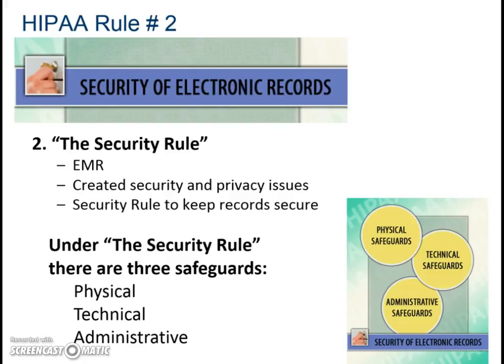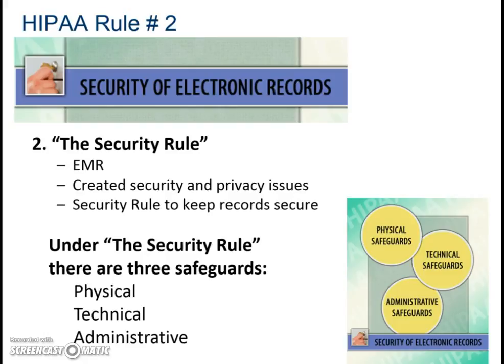Rule number 2, or purpose number 2: to make sure electronic records are kept secure. We call this Electronic Medical Records, EMR. There are certain privacy issues that have been created to make sure that these are secure. There are 3 safeguards, or 3 ways that we keep them secure: physically, technically, and administratively.